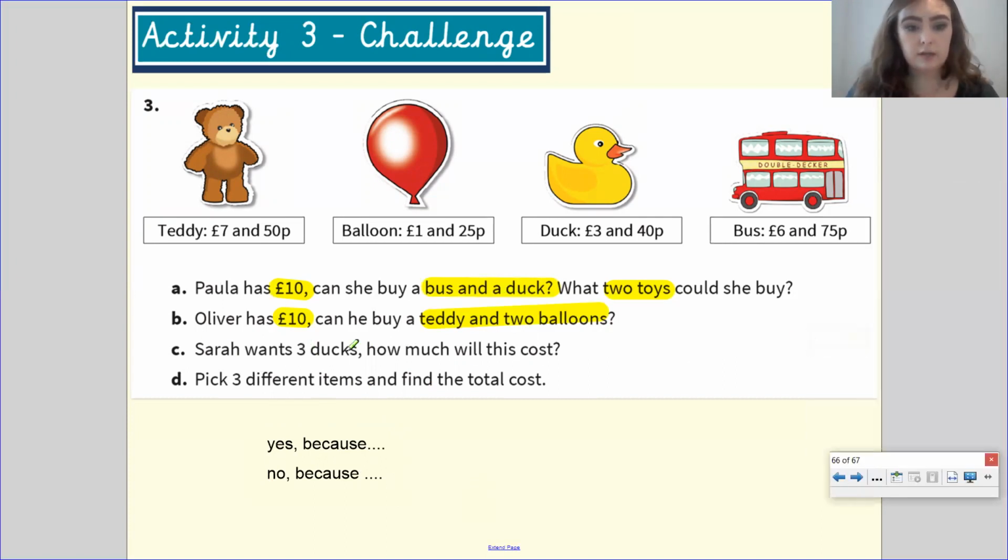Sarah wants 3 ducks. How much will this cost? So you need to work out how much 3 ducks would cost altogether. And then D, pick 3 different items and find the total cost. So that is that challenge for you. Pause the video here if you're going to complete this challenge, and there is an extra challenge on the next slide.